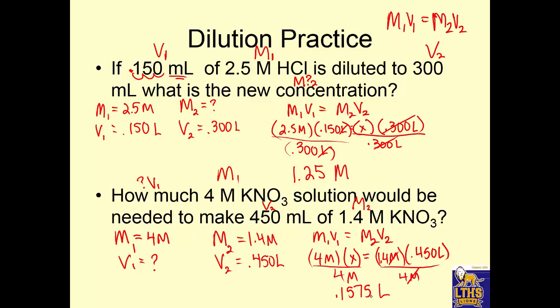0.1575 liters. Now, you take this and I'm going to show you what it means. It means 157.5 milliliters. So what does that mean? That means we need this much of the concentrated stuff, and then we add water to it until we get 450 milliliters. So we have to dilute it.